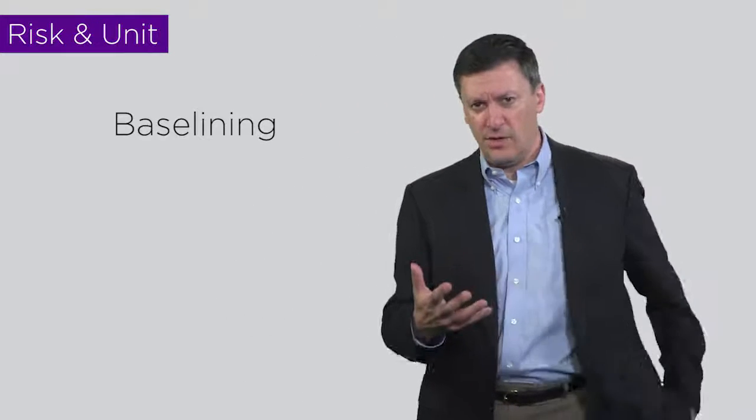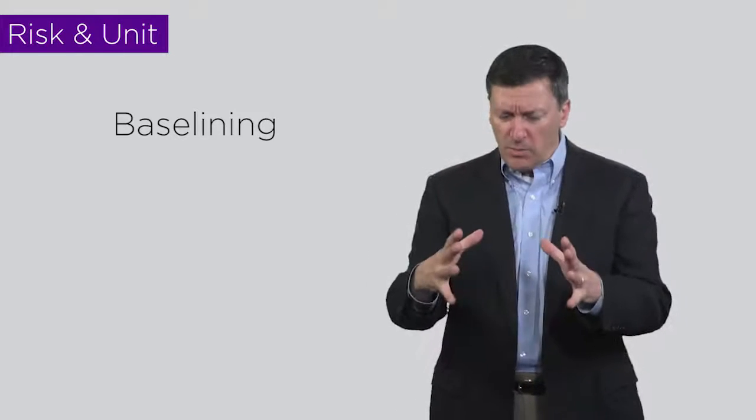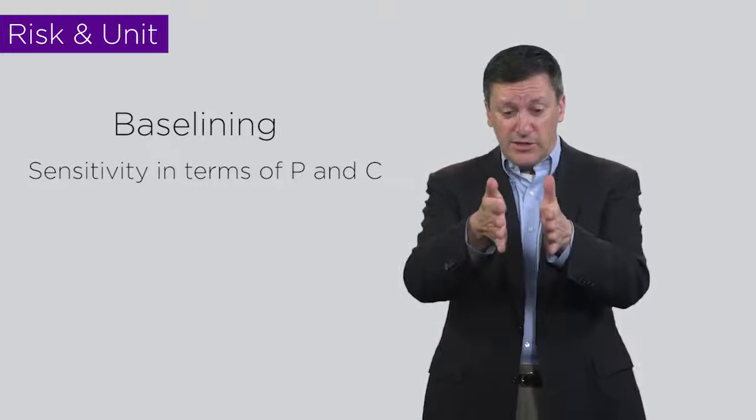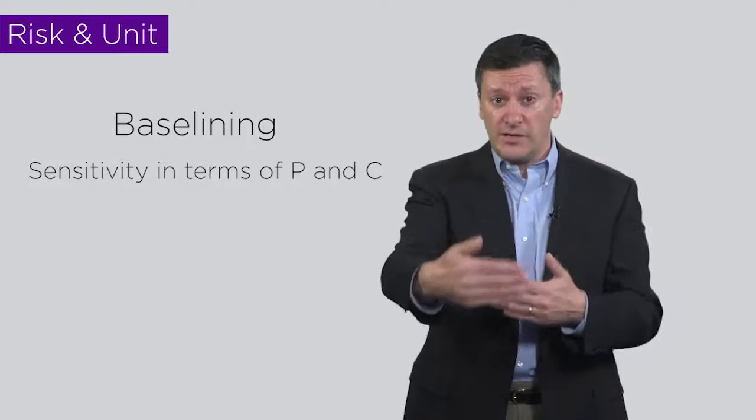So what we would do is something called baselining. We do that a lot in system security engineering, where you baseline a number and you come up with some reasonable sensitivity in terms of probability and consequence, and you just say, this is my baseline unit risk at some point in time. Does that make sense?